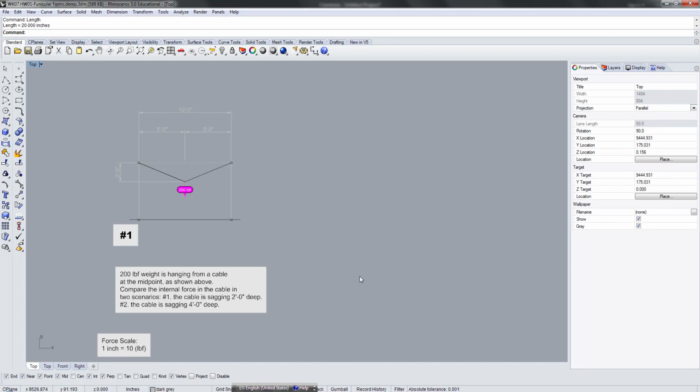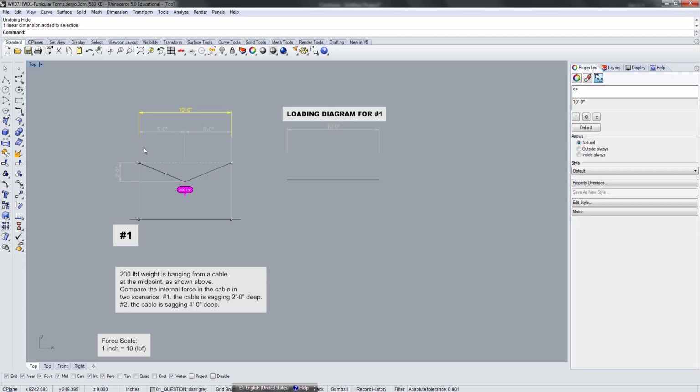Alright, so now we want to start with something called the loading diagram, where we will show this horizontal line at the same distance apart as I'm showing here. So it's 10 feet apart, a 10 feet long horizontal line. In the middle of it, 5 feet, 5 feet, we have a downward vertical load of 200-pound force. So that's in the middle.